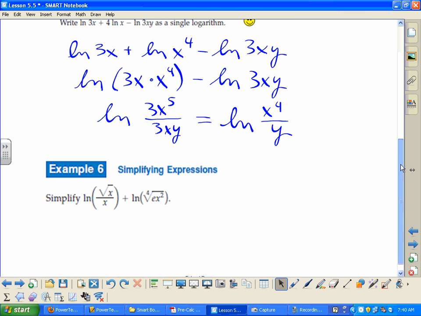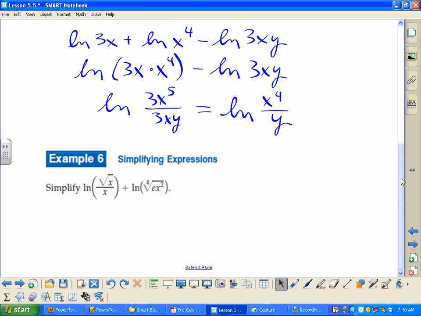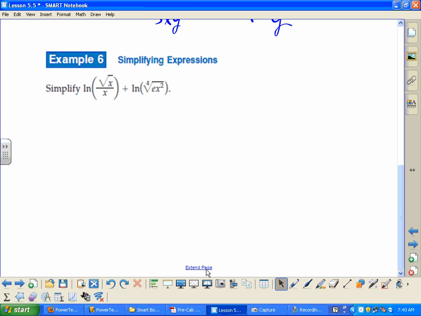Okay, so now let's go ahead and look at example 6. This is a similar type of problem, but with a little more difficulty to it. So the first thing we're going to do here is simplify these expressions. So we have the natural log of the square root of x over x.